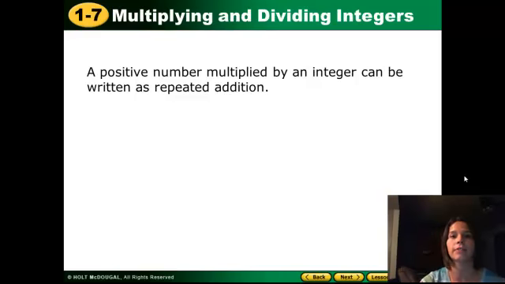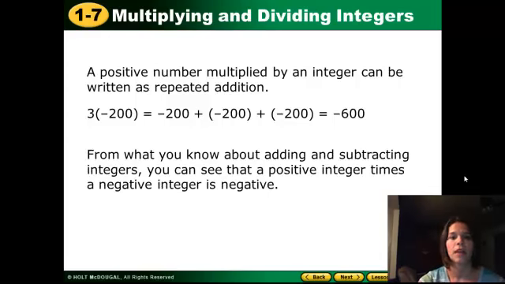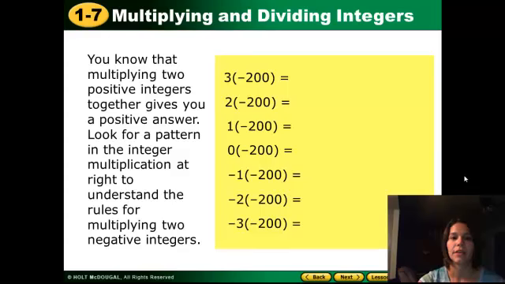When I throw a negative integer into the mix, it's the same process. 3 times negative 200. I'm just going to take negative 200, add it together 3 times, and end up at negative 600 from my rules of addition. From what you know about adding and subtracting integers, you can see that a positive integer times a negative integer is negative. You know that multiplying 2 positive integers together gives you a positive answer.